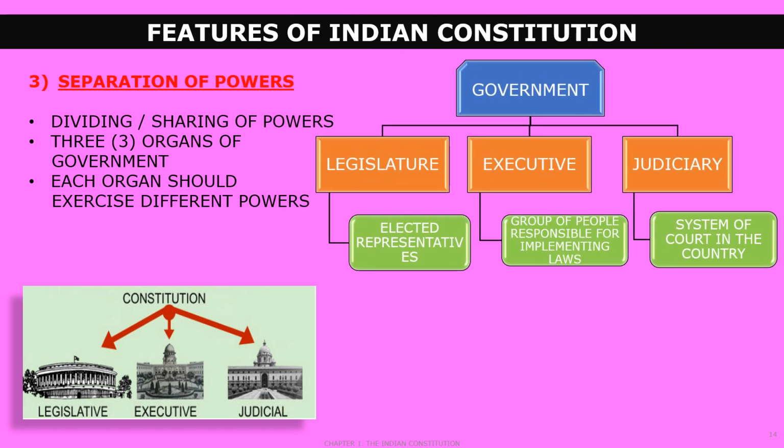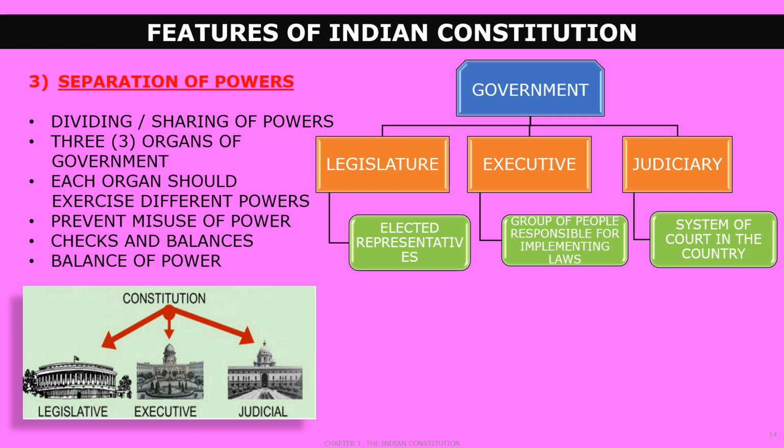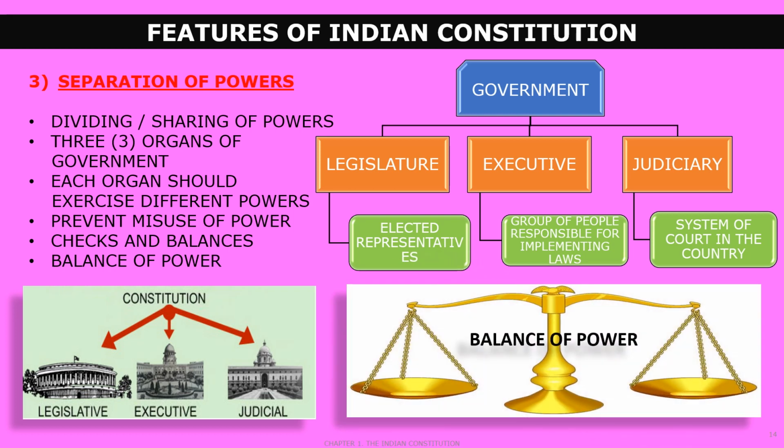The elected representatives are known as the legislature, whereas the group of people responsible for implementing laws comes under the executive, and the system of courts in the country is the judiciary. The separation of powers prevents misuse of powers. There are checks and balances, which help in balance of power.